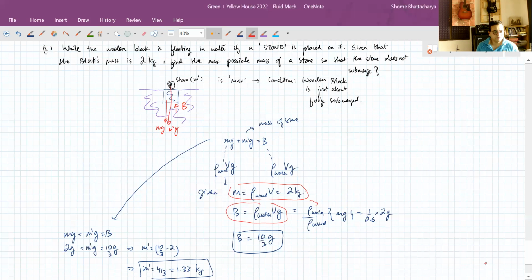You can see that basically we divided it. The ratio of buoyant force upon the weight is basically density of water, because it's fully submerged, upon density of wood. So that's how we get this equation. We know these two densities and we know the mass of the block. So that's how we came to know the buoyant force is 10/3 g. And once we know the buoyant force is 10/3 g, then we can calculate the weight of the stone, or the mass of the stone, m prime. Got it now? Yes, sir.